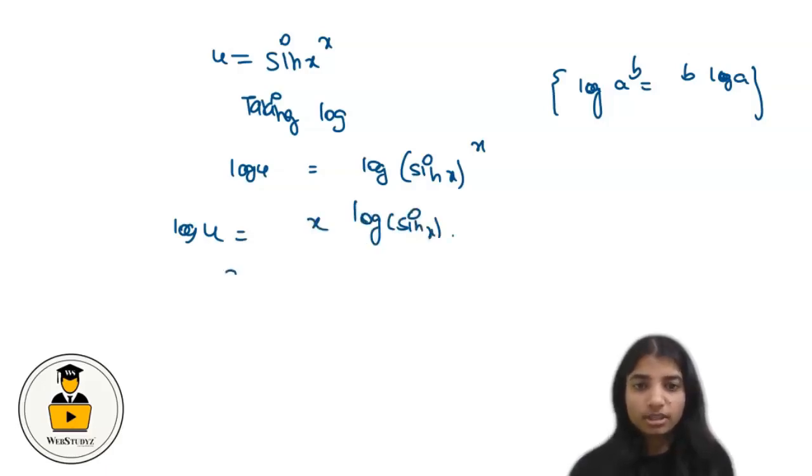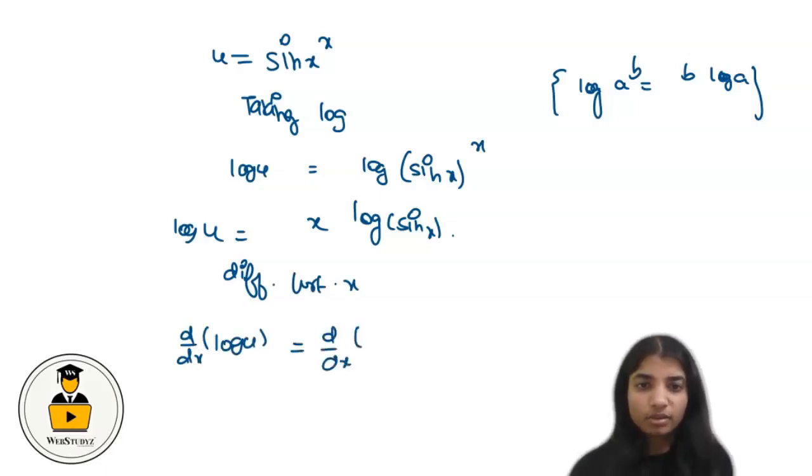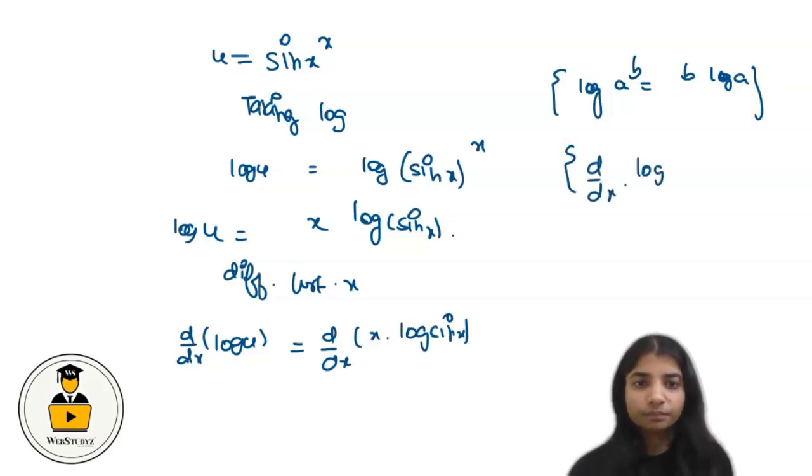Now we can differentiate this function. So differentiate with respect to x. This becomes d divided by dx of log of u, and this is equal to d divided by dx of x multiplied by the log of sine of x. We know that d divided by dx of log of theta is equal to 1 divided by theta, d theta divided by dx. Here theta is replaced with u, so this becomes 1 divided by u, du divided by dx.